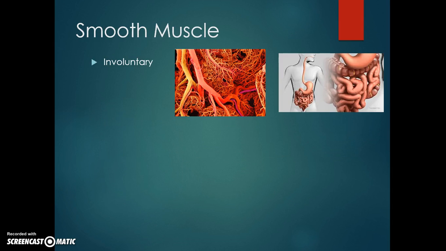Moving on to smooth muscle. It's involuntary. We've already talked about our cardiac muscle, so there's no point in going on about that for too long. It's unstriated, it's smooth, so it doesn't look stripy. It can be found in your blood vessels. Now, it helps to maintain blood pressure.